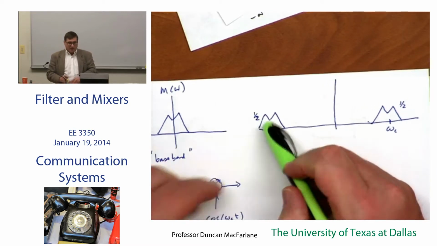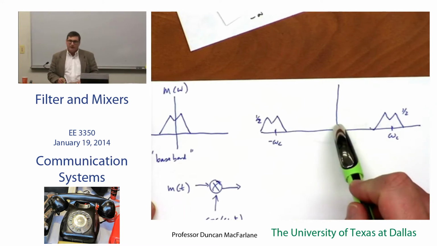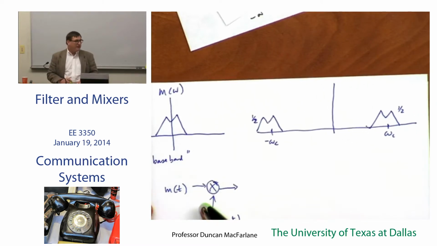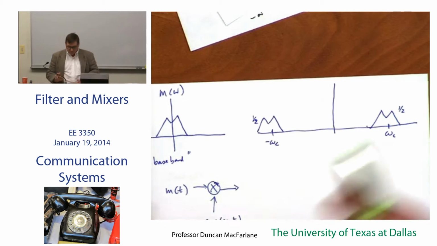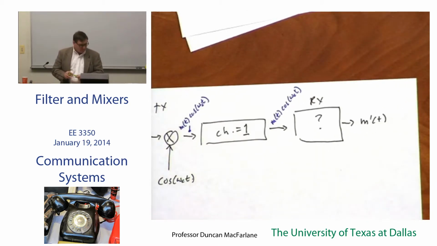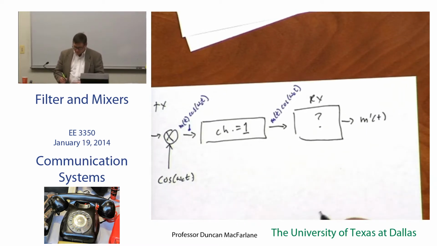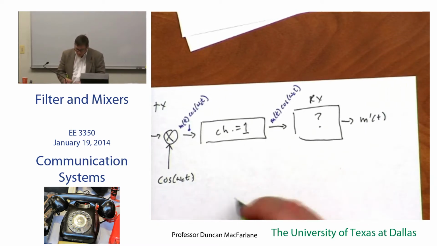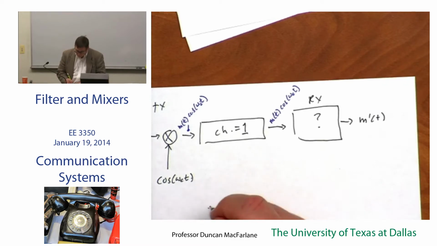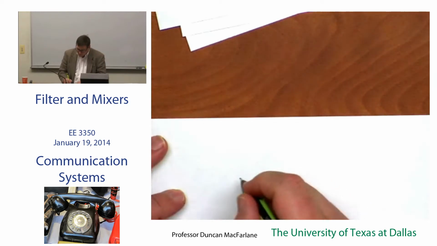And similarly here, I rip this guy in half, and half of it goes right to baseband, and the other goes to minus omega c. So with that weird, bizarre, unfashionable intuition in mind, let's just see what happens.